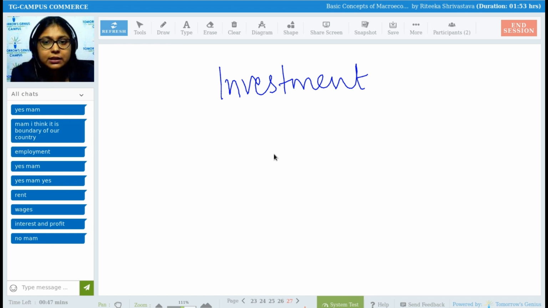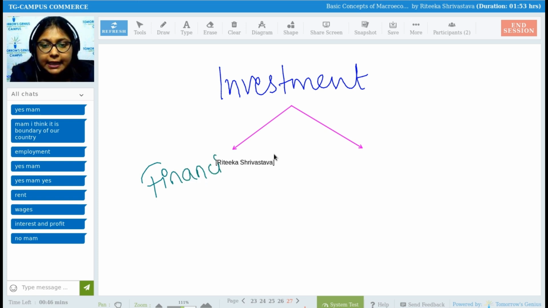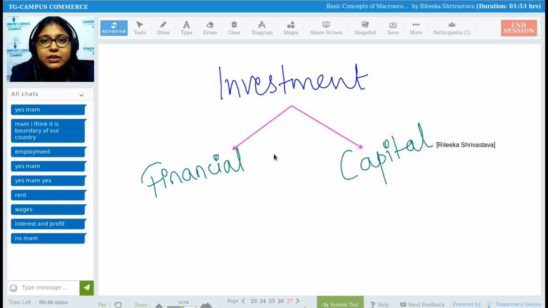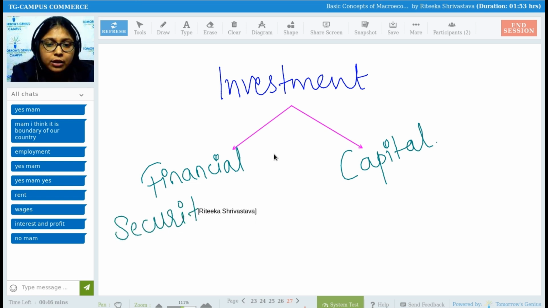Now, when we talk about investment, investments are usually classified into two broad categories, or you can say are of two broad types. First, it can be a financial investment. Secondly, it can be a capital investment. Financial investment means investing your money in securities, that means in the form of shares, bonds, debentures, equity shares, preference shares, like that.